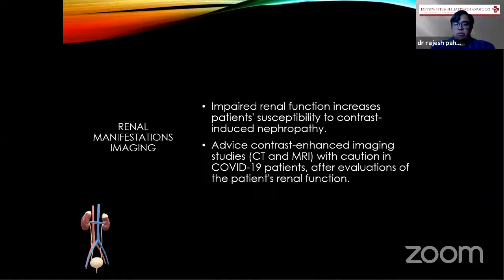So it's important to know that impaired renal function increases the patient's susceptibility to contrast-induced nephropathy. So before we advise contrast enhanced imaging studies in patients with COVID-19, though the patient is young and we presume that the renal function would be normal, it is a good idea to check the renal function before administering contrast in these patients.